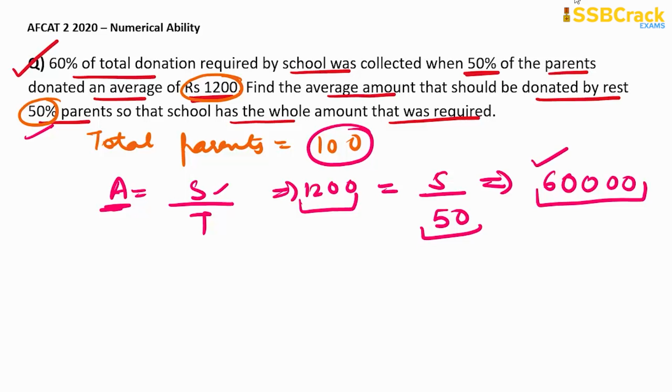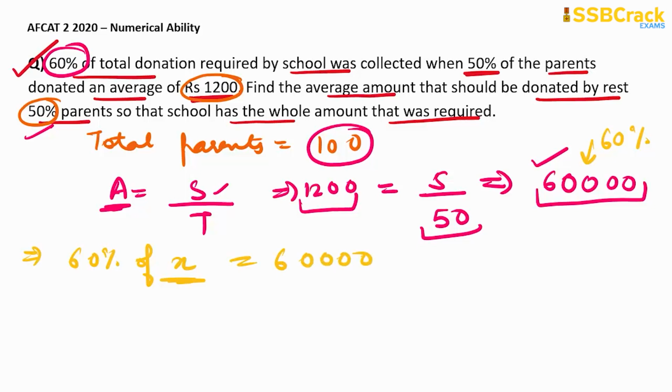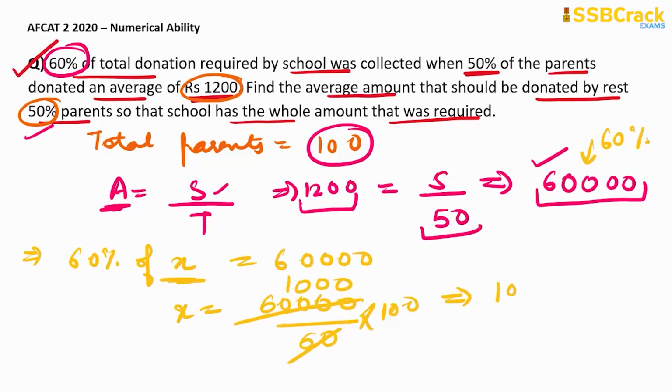Now we first find the total amount required by the school, as this amount is given by only 60%. So 60% of the total amount is 60,000, right? Now we are given that if 60% of x, where x is the total amount required by the school, is 60,000, then x will be equal to 60,000 divided by 60 into 100. So it will be 1000.